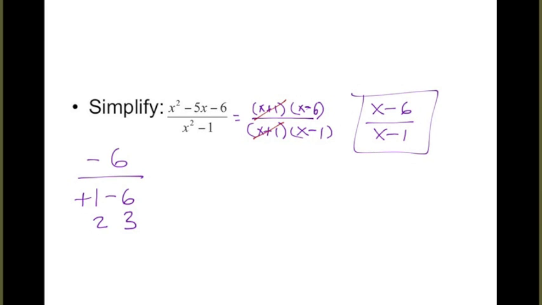Alright, and this is done. We can't cancel the x's. We can't do double negatives, or anything else to that, because now it's just an addition and subtraction on top and bottom, and we cannot cancel addition and subtraction with division.